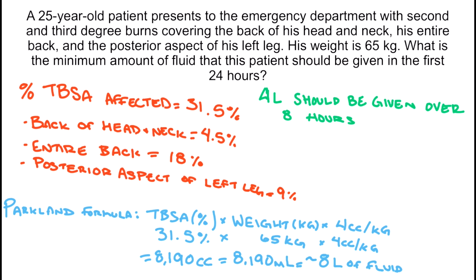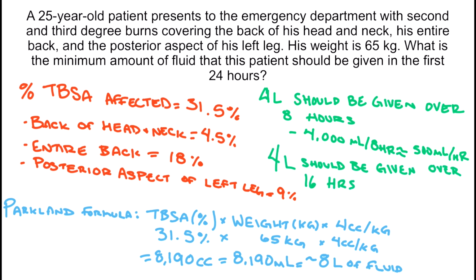To keep math simple, let's just say that the patient should receive about 4 liters or 4,000 mLs of fluid in the first 8 hours, which means that the patient will need to receive 500 mLs of fluid per hour in the first 8 hours. The remaining 4 liters of fluid should then be given over the next 16 hours, and if we divide 4,000 mLs of fluid by 16 hours, we'll get a rate of 250 milliliters of fluid per hour. On exams, students may be asked to either calculate the total fluid requirements or the rate of fluid infusion, which is why it's so important to understand the math behind the Parkland formula.